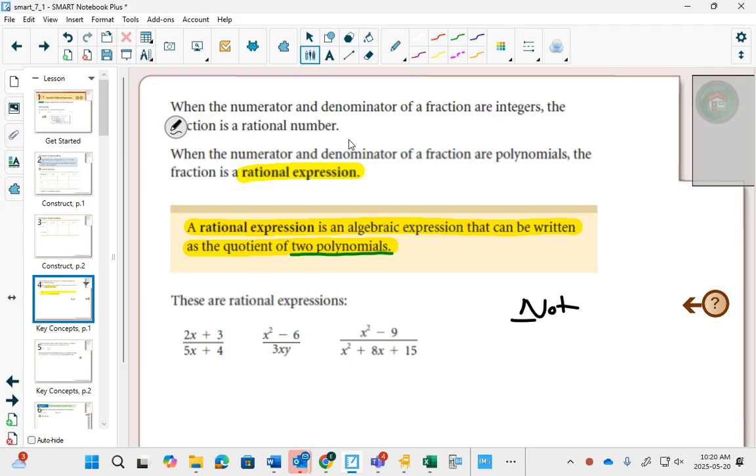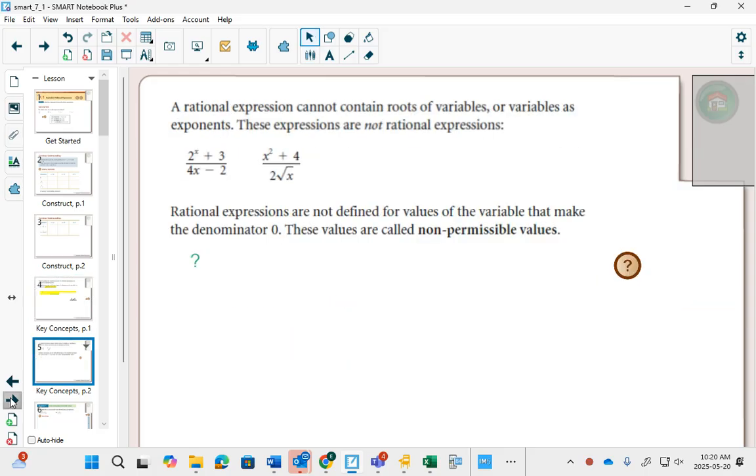Do they have ones that are listed that are not? Yes, they do, in the next little part. I'm about to list them too, but they have some here. This would not be a rational expression because it doesn't have a whole number as an exponent. This would not be a rational expression because we have a square root. And a square root would be an x to the half. And again, that's not a whole number as an exponent.